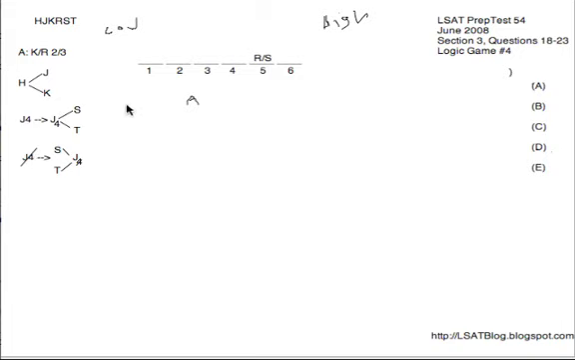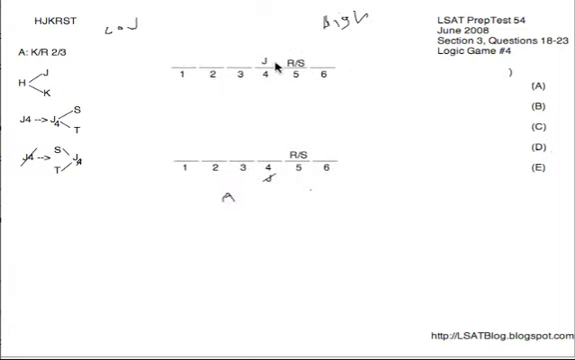So I'm going to make two different diagrams, one where J is on 4, one where J is not on 4. Now when J is on 4, we're going to have S and T coming after it. Either R or S has to be on 5, therefore we will have S on 5, and we will have T on 6. In the bottom diagram, when J is not on 4, we have S and T coming before it.